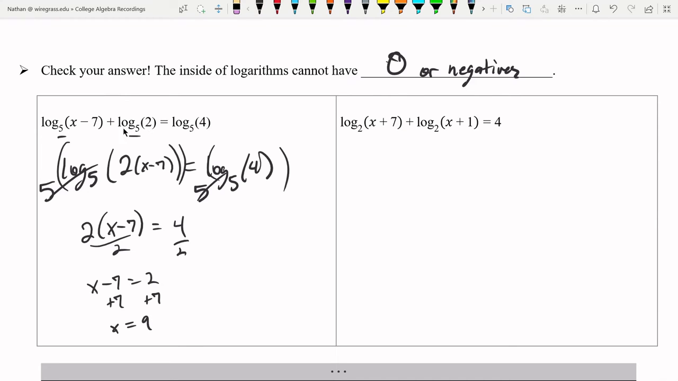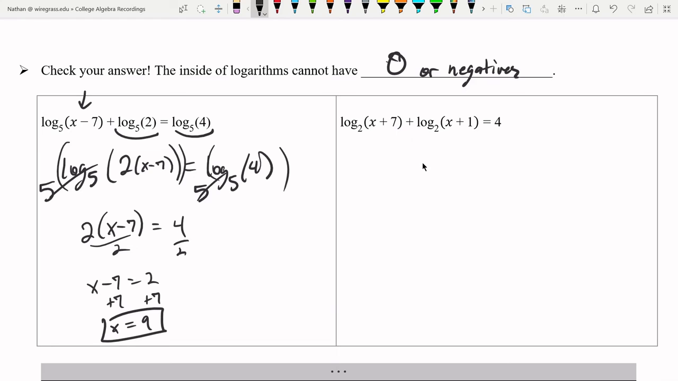Let's check our answer to make sure it actually works. Right? This is just a number. This is just a number, so those are both fine. And if you plug 9 into here, 9 minus 7 is 2, and log base 5 of 2 is perfectly fine to do. So that is a good solution.